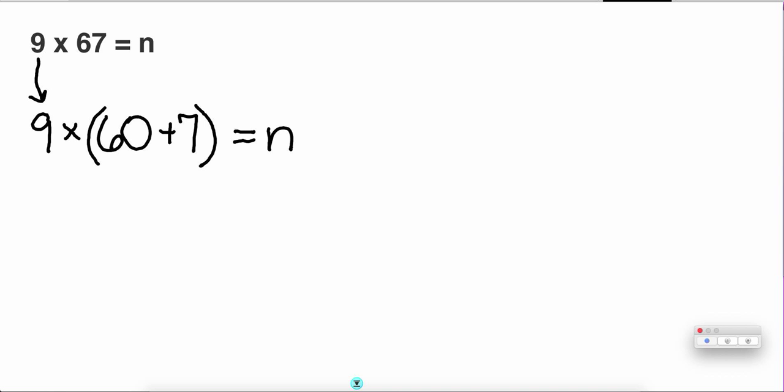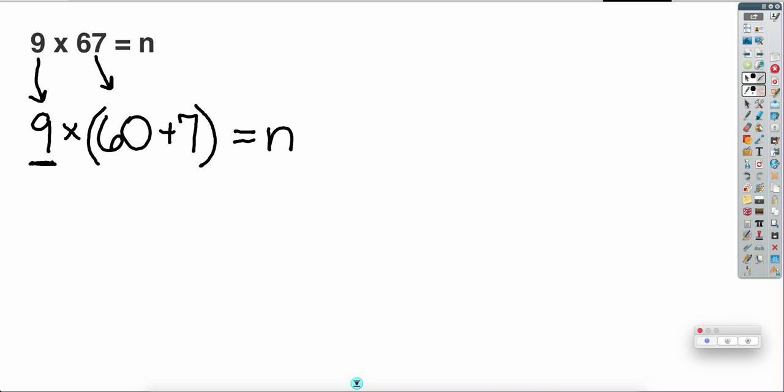Now let's get into how we distribute. Right? Distribute, remember, means to give out, share out. So what we're going to be doing is sharing the 9. We are going to share the 9 into each value inside my parentheses. So I am going to distribute the 9 to the 60, and then I'm going to distribute the 9 to the 7 as well. So watch how I do that.